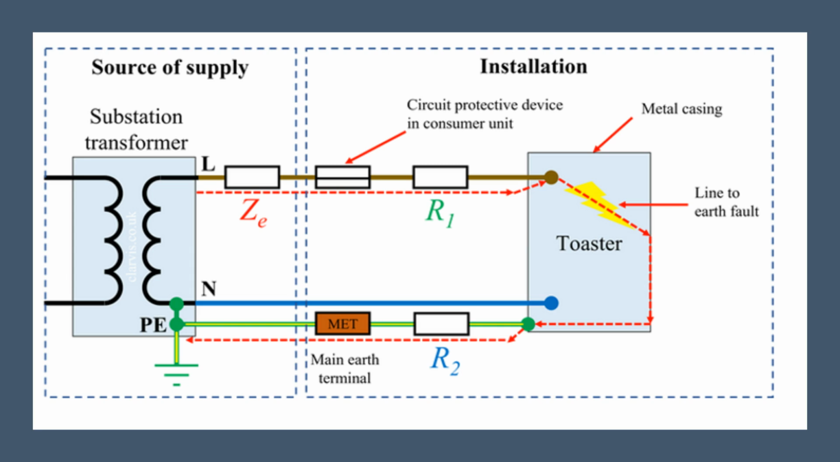And finally, to sum up, summary: earth fault loop impedance, Zs, is the total impedance of the path taken by fault current during an earth fault. It determines whether protective devices will operate quickly enough to ensure safety. Low Zs is critical for effective fault protection, and it depends on the earthing system, cable characteristics, and connection quality. Regular testing and adherence to standards ensure compliance and safety in electrical installations.